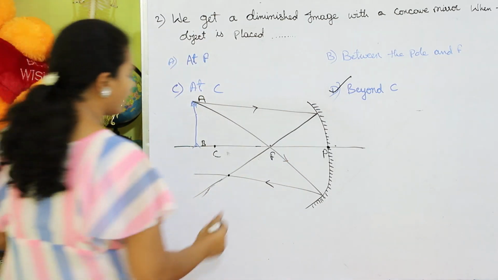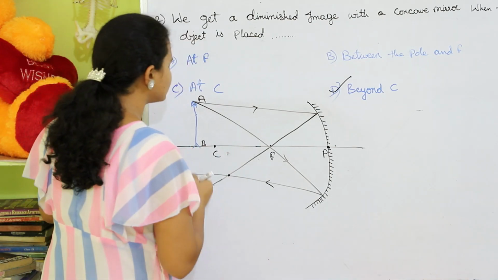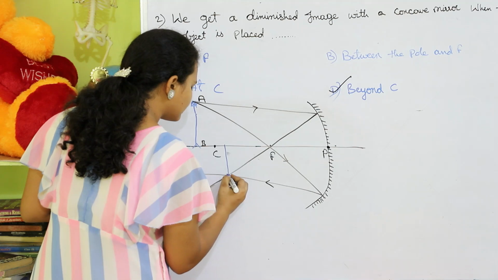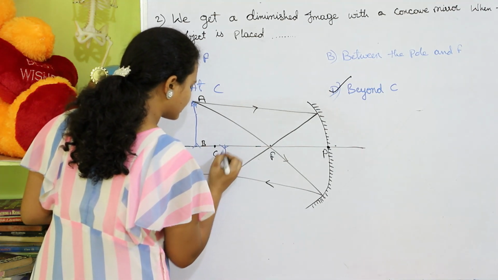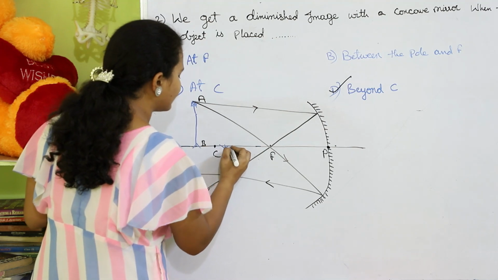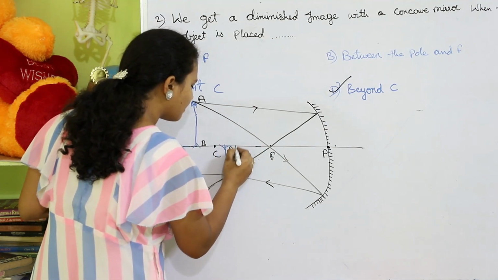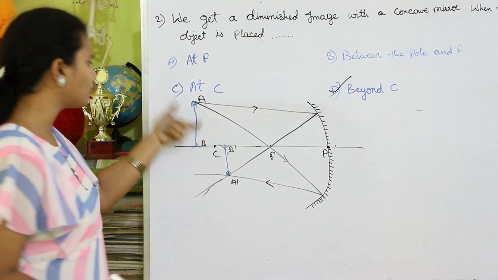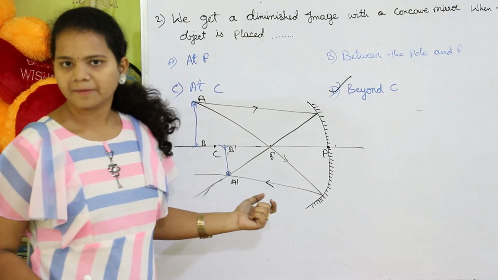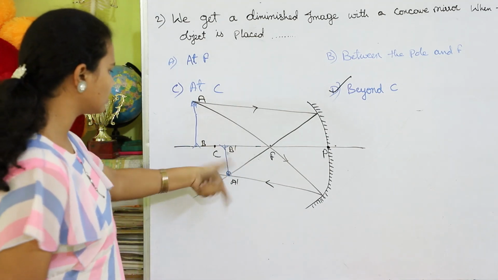Now the image that we are getting here will be the person's legs. Let this be B dash and A dash. So this is the image and this is the object, object AB, image A dash B dash. So this is what we got.